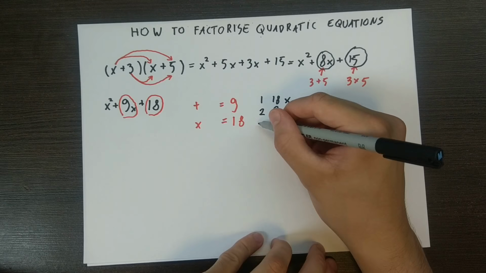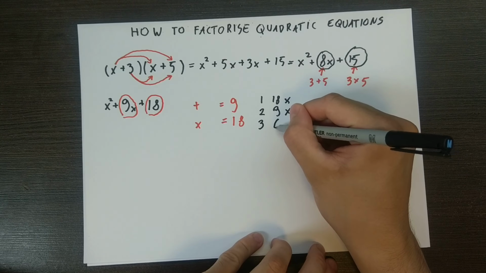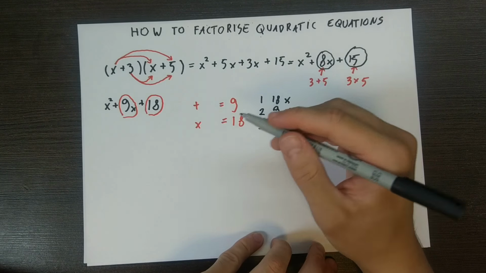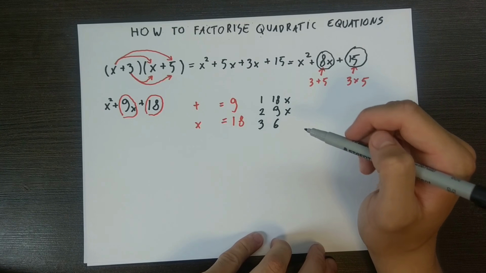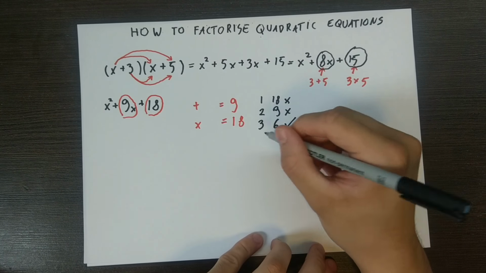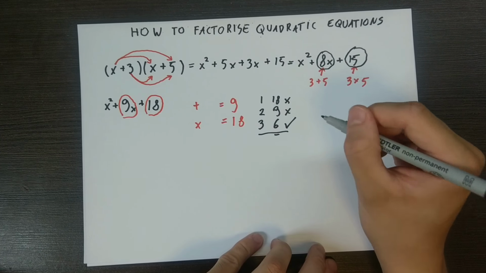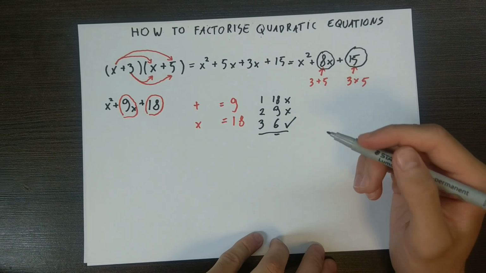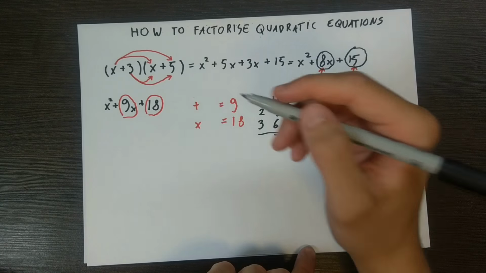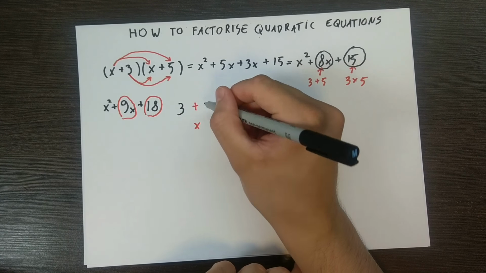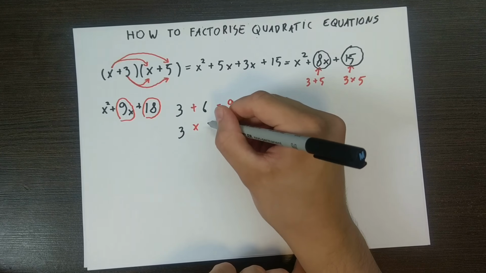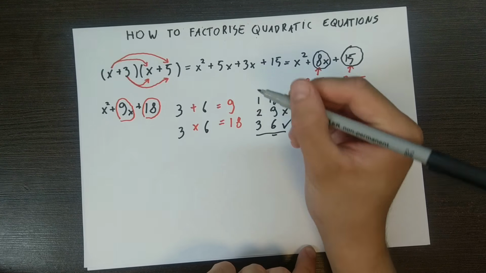We could also try 3 times 6. If we do 3 times 6, we get 18. If we do 3 plus 6, we get 9. So this is the pair of numbers that we are going to use to factorize this equation. So from now onwards, it's pretty easy. So 3 plus 6 equals 9. 3 times 6 equals 18.